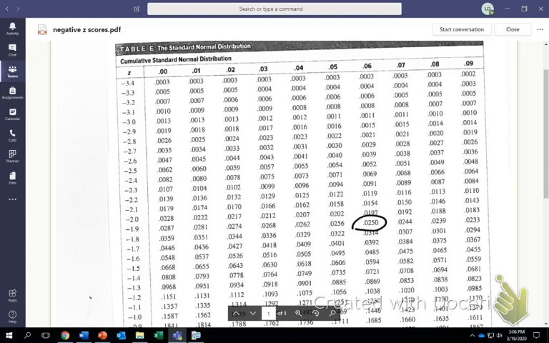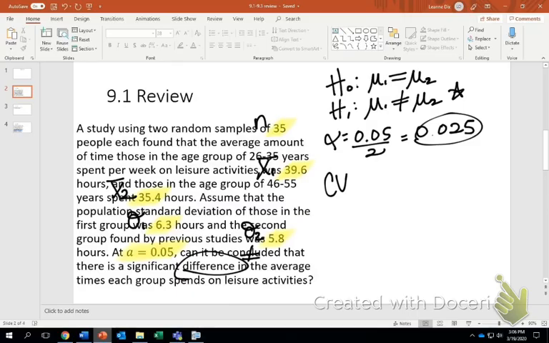All right, and so I can go off to the side and get my scores. I have a negative 1.96, and because it is a two-tail, I can make this symmetrical and make it positive or negative 1.96. So I'm going to go back to my other screen and write that there. All right, so this is going to be positive or negative 1.96.